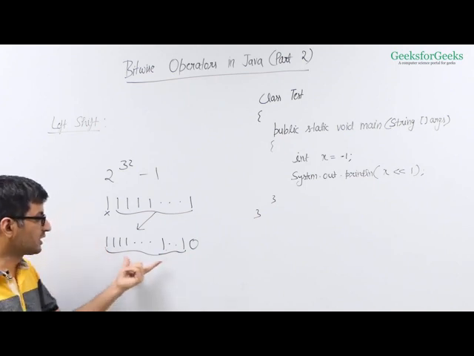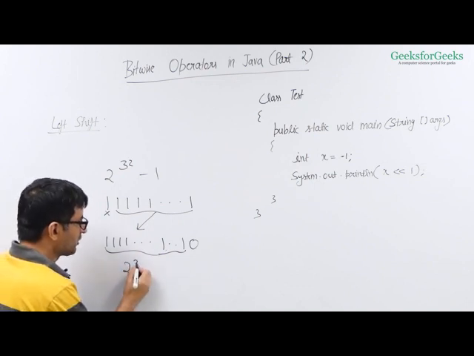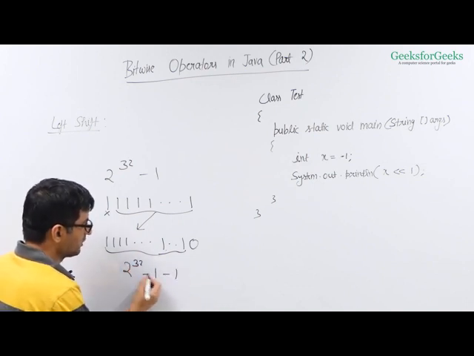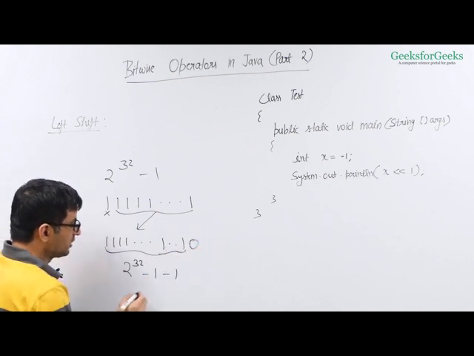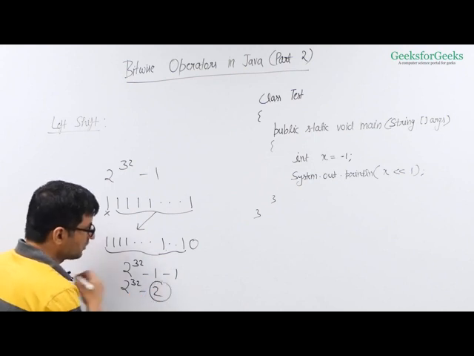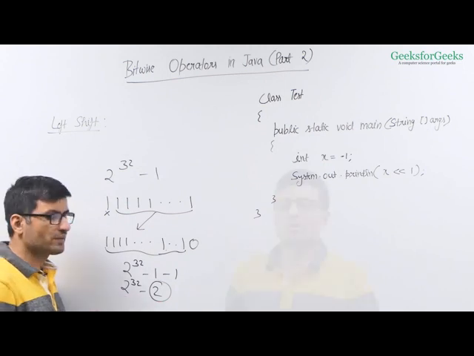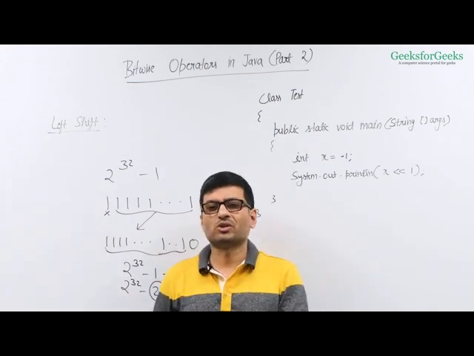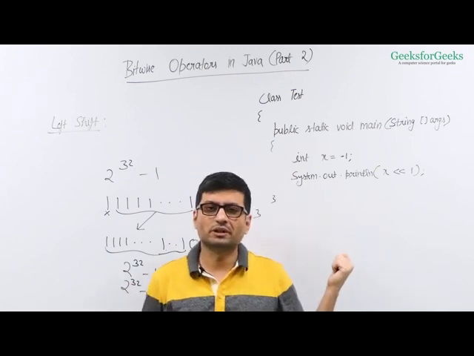Now what is the value of this negative number? You can notice it is simply 2 raised to the power 32 minus 1 minus 1. We have only subtracted 1 from it. So this represents the number 2 raised to the power 32 minus 2. So when you left shift -1 by 1, you get the output as -2. The output of this program is -2.